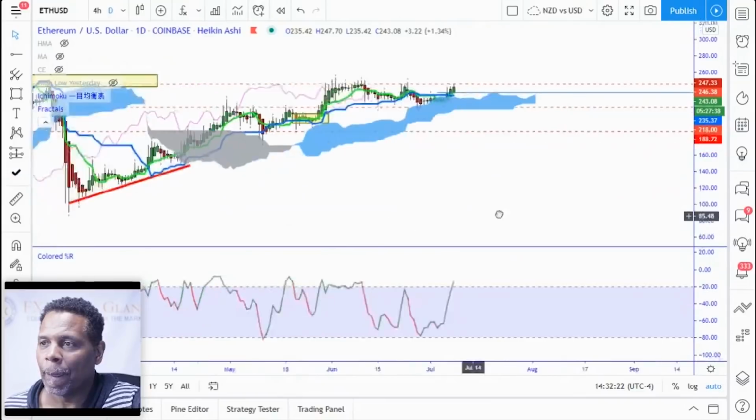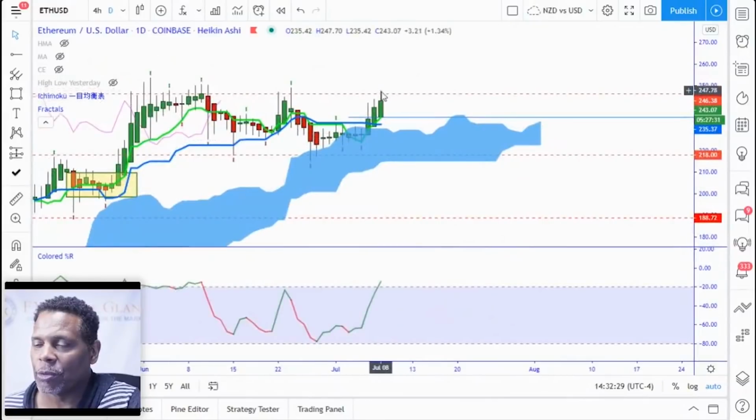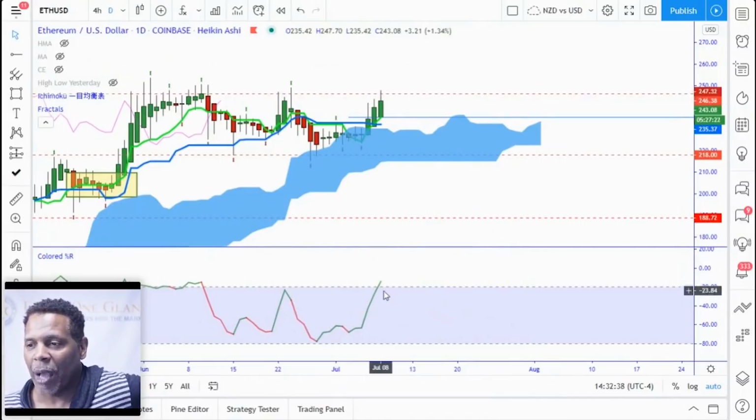And then another thing, let's keep Williams percent R here now. So we're breaking -20, but we're not breaking levels. We should be breaking levels. If we stay above -20, then that's going to signal we should be breaking some of these levels. If it drops, then you're going to start looking for your entry.